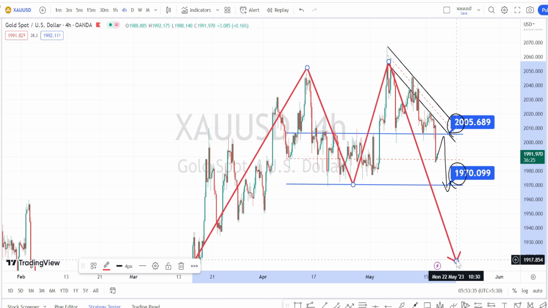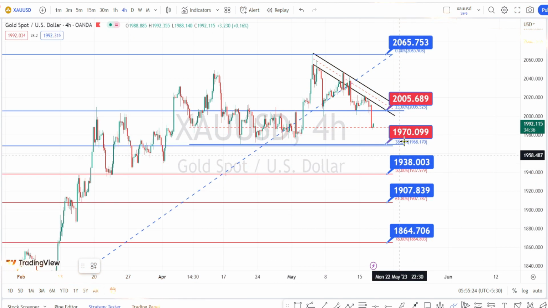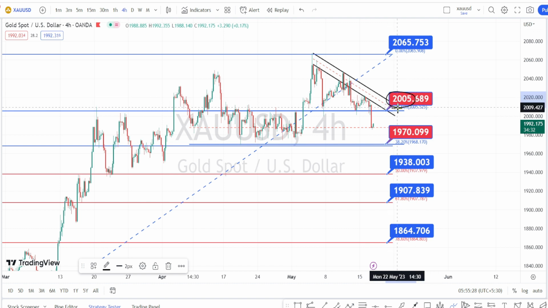When we look at the support and resistance levels, currently the price action is trading between the resistance level of 2005 and the support level of 1970. Once the price action breaches this support level of 1970, the next levels of support are going to be around 1938, 1907 and 1864.